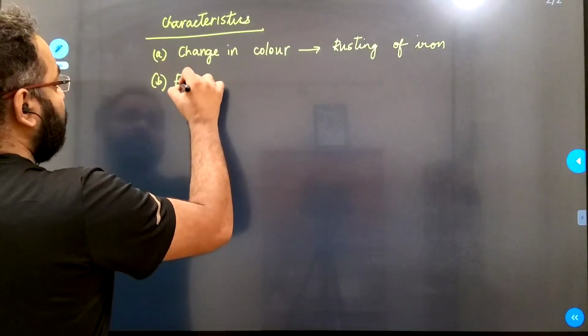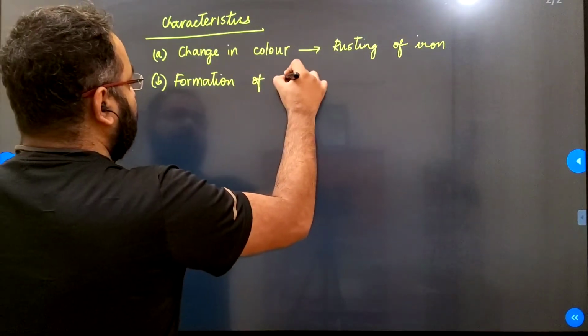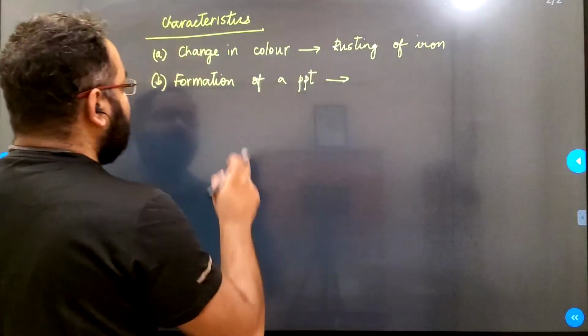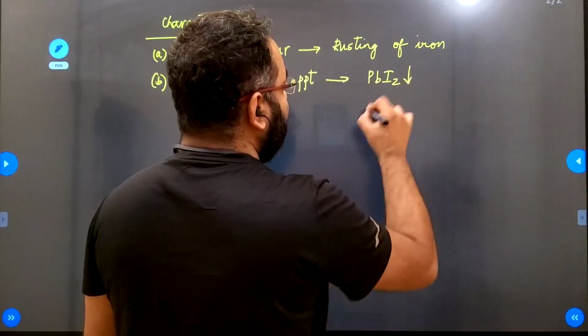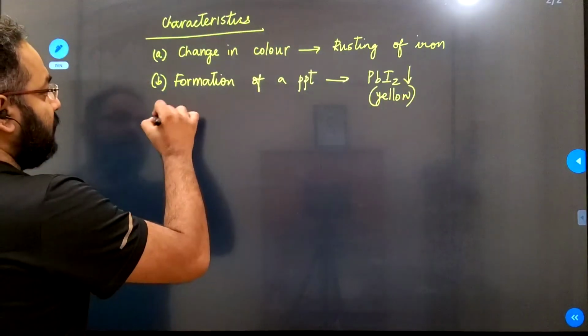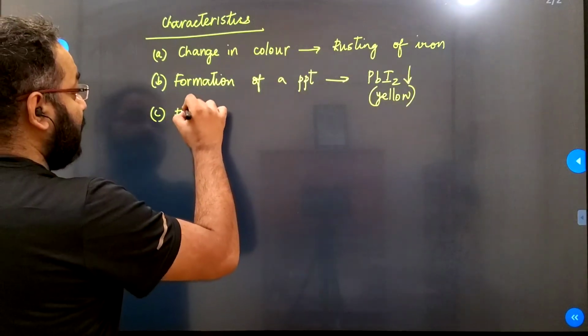There could be a formation of a precipitate. Precipitate is anything that settles down, that can be filtered out easily. Formation of a precipitate, the best example you could look at is the formation of lead iodide, which I told you was yellow in color. The third thing that we spoke about is sometimes there could be some evolution of a gas.